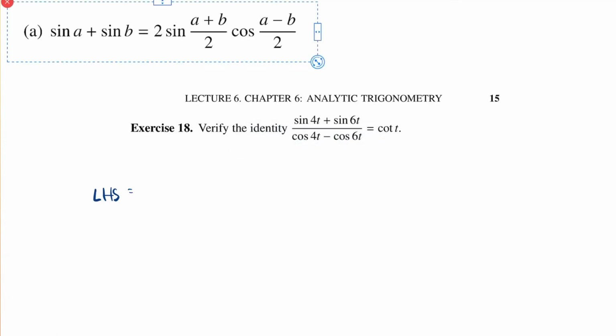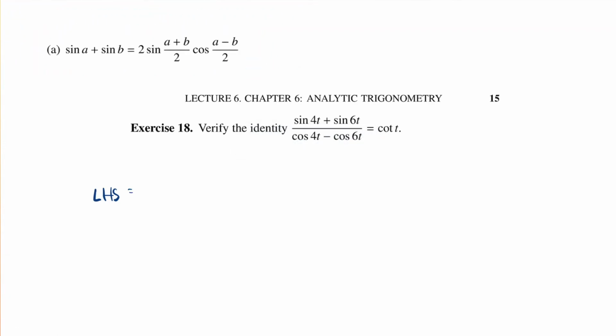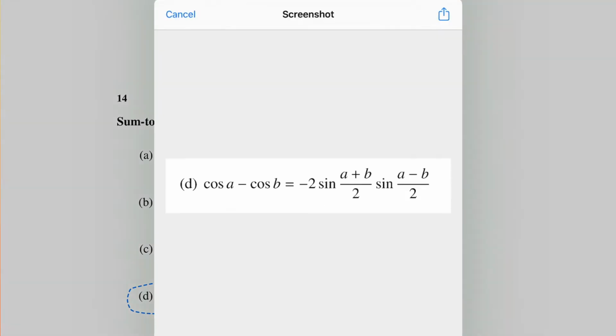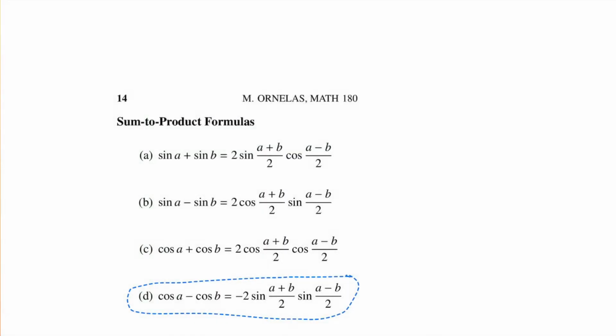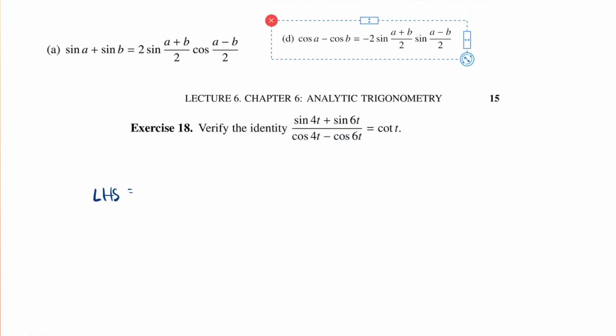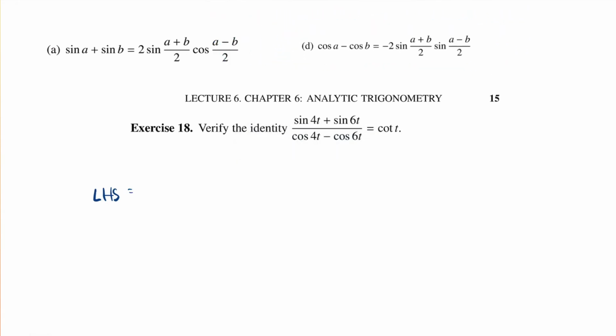I'll paste it on the top. And then cosine minus cosine would be the last one over here, part D. Okay, so let's use these two formulas.